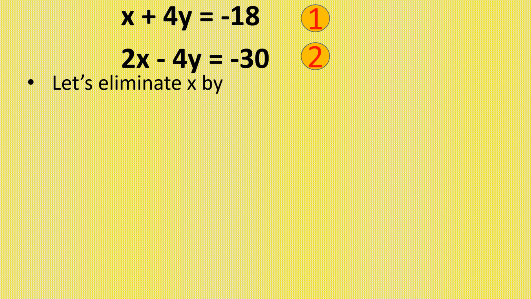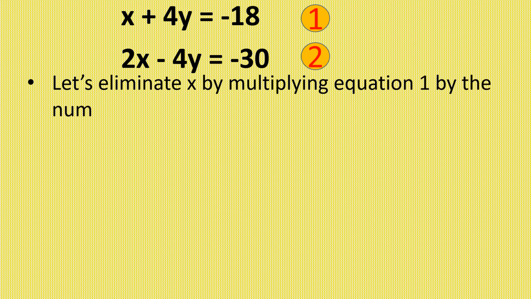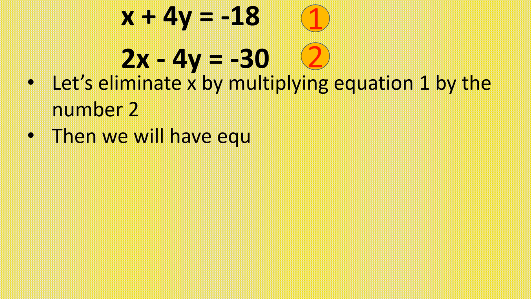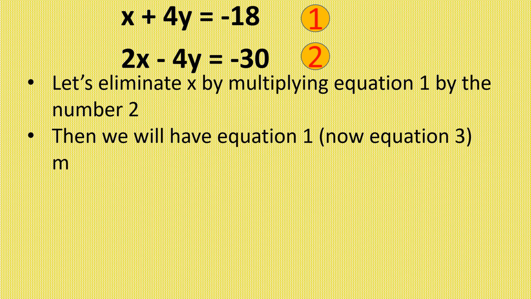Initially we eliminated y and we solved for x. This time around we will eliminate x and then solve for y. How do we eliminate x? Looking at equations 1 and 2, one of the ways to eliminate x is to make them look alike and then either subtract or add.